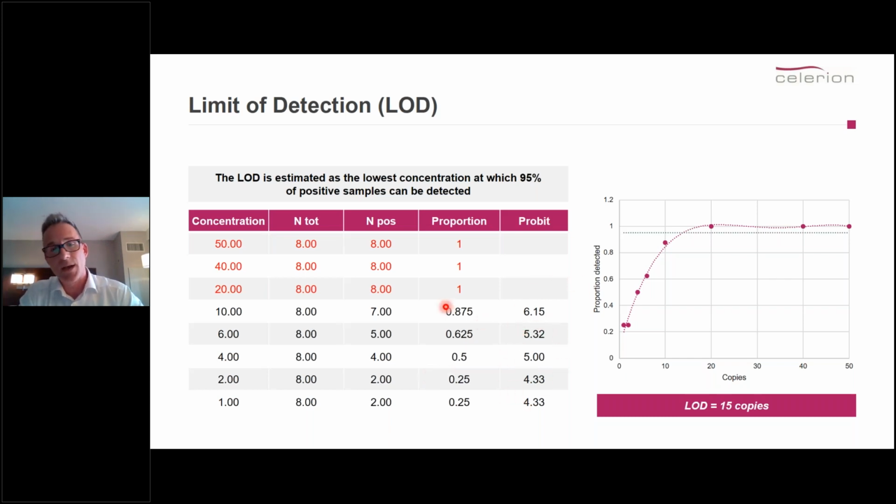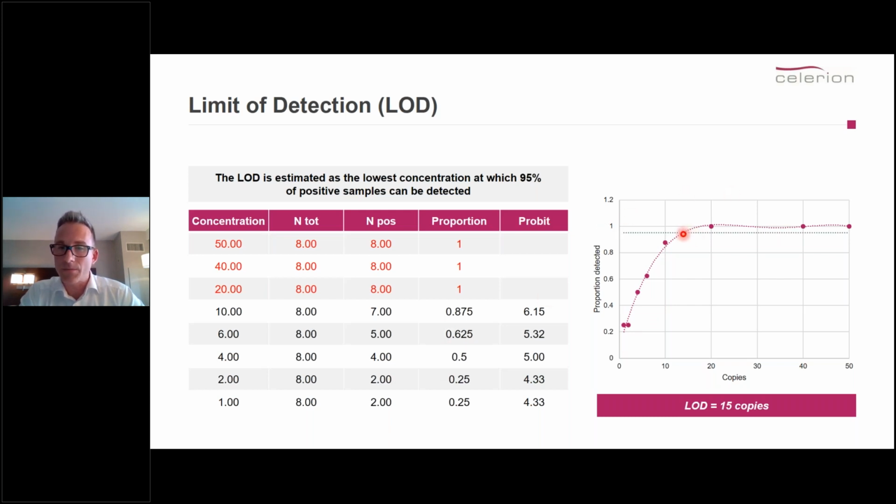You can use probit as well, but if you use the proportion, which is what I've used here in this plot, you draw a line or you calculate the line for the 95% interval. This point here is 1, which corresponds to 100%. So all 8 replicates at 20 copies have been detected, and then when it comes to 10 copies, it's only 7. So you're already dropping down below the line, and then as you go for 6, 5, 4, 2, and 1, it drops down, and you get fewer and fewer positive replicates.